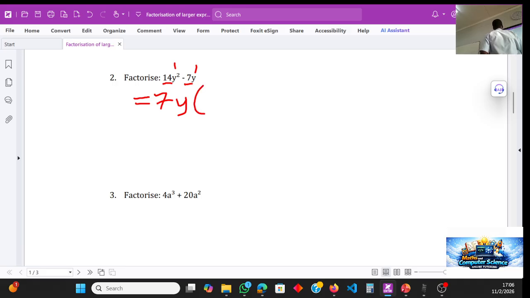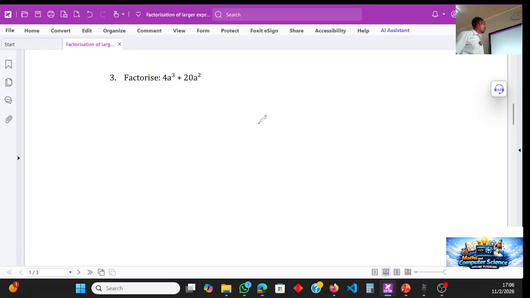So since we are done, I will then open the bracket to say each term can I divide it by our highest common factor 7y. So if I say 14y squared divided by 7y, that will give me 2y. Then I move to the second one, but there's a subtraction sign. If I say 7y divided by 7y, I get 1. I think we have simplified or factored completely.